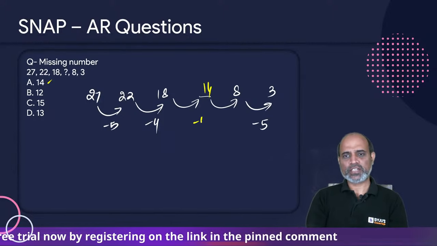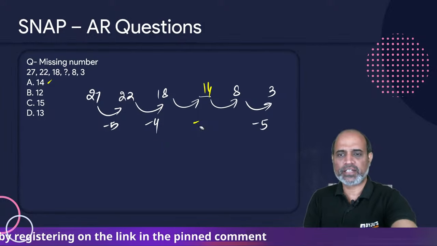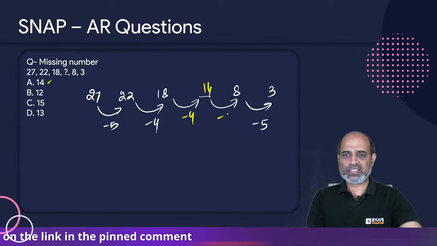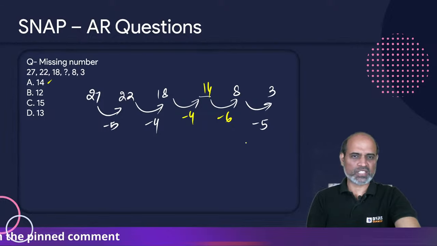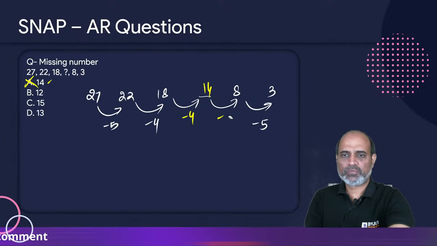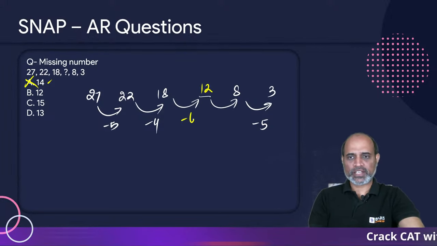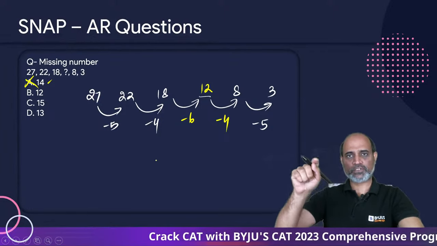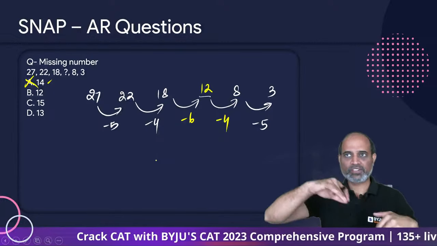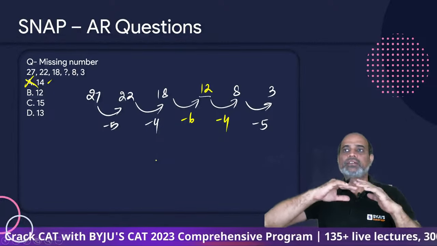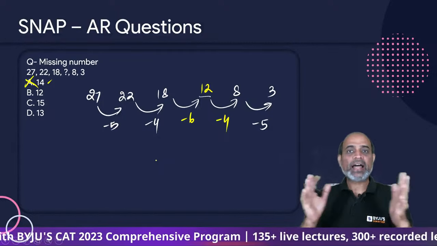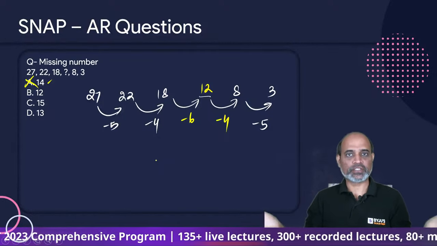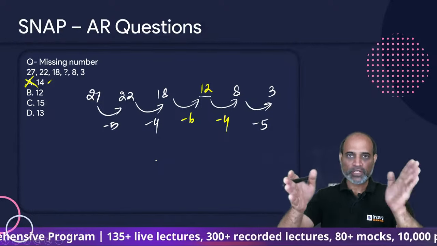18 to 14, there is a decrease of 4, and there is a decrease of 6 here. Doesn't look like a pattern. Put the next one, 12. So there is a decrease of 6, there is a decrease of 4, there is a decrease of 5. Makes sense. -5, -4, -6, -4, -5. So it's like not strictly decreasing, but एक palindrome type difference है. 5 decrease, 4, 4, and a 6.